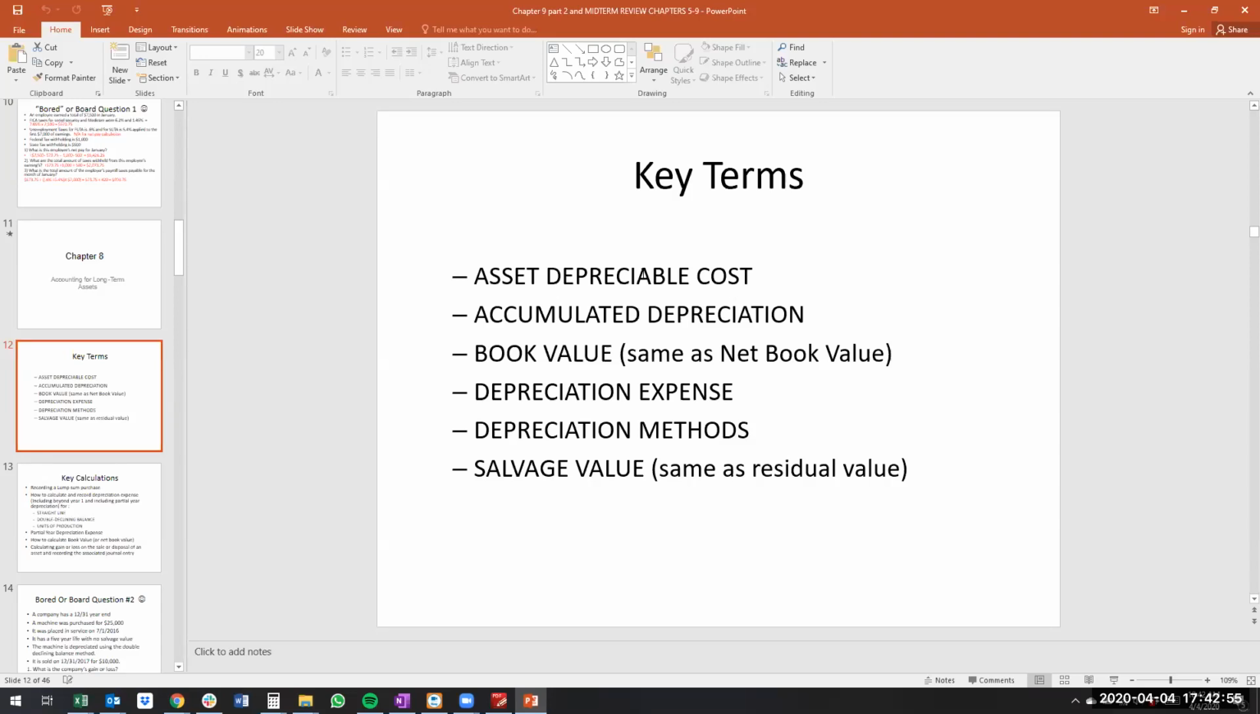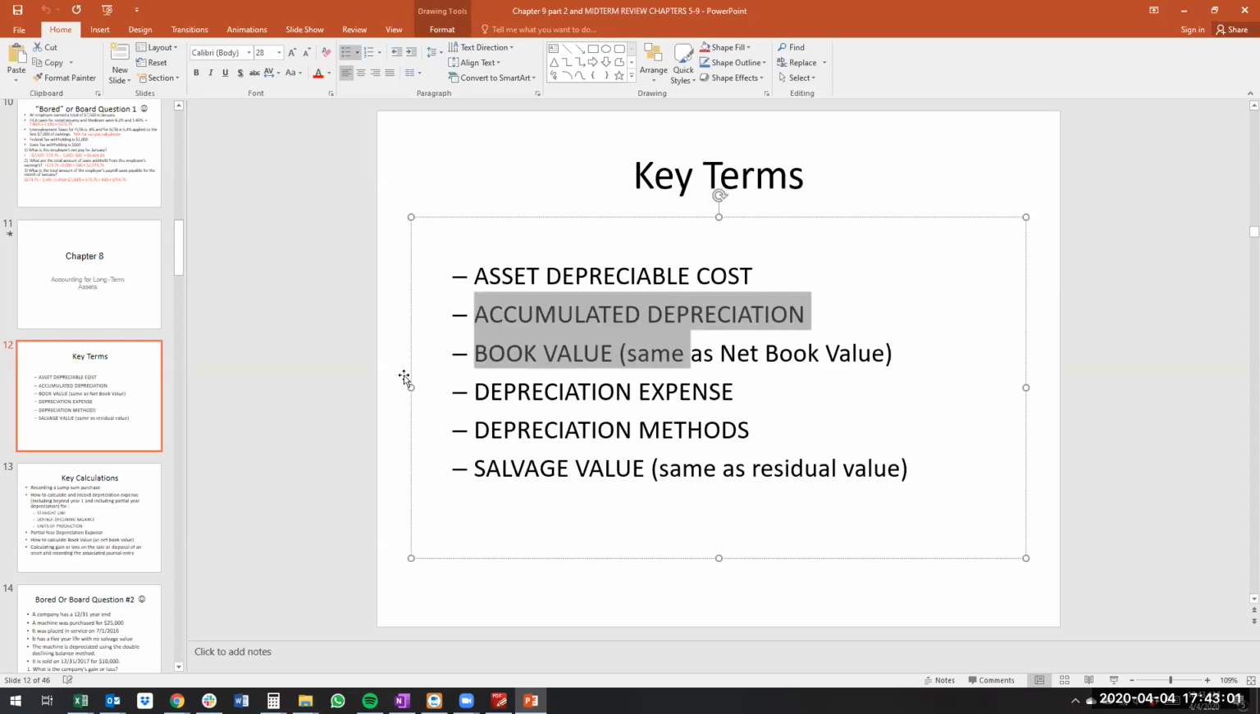Asset depreciable cost. That's the total asset value minus the salvage value. Accumulated depreciation is how we're accumulating it over the years or over the periods. Book value is the asset value minus the accumulated depreciation, and then we talked about depreciation expense and salvage value, which is the same as residual value.